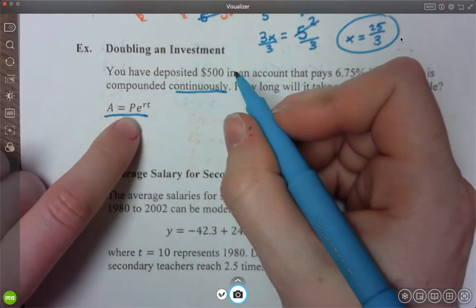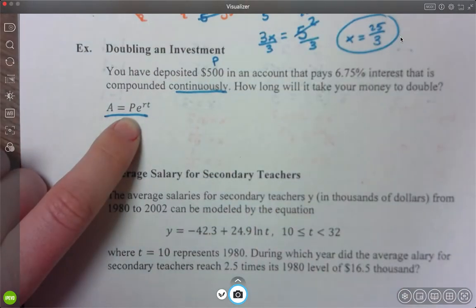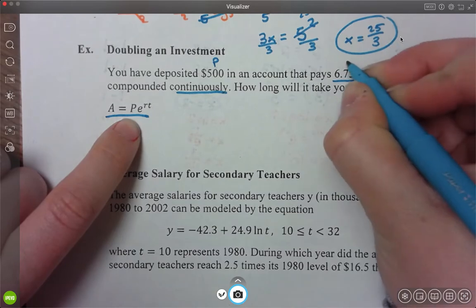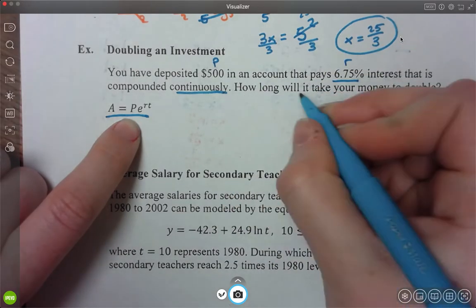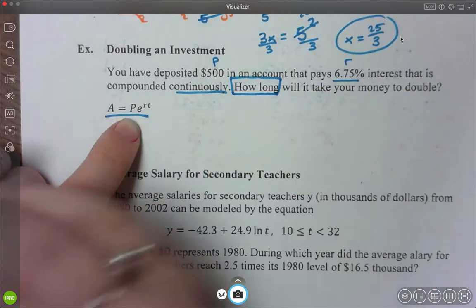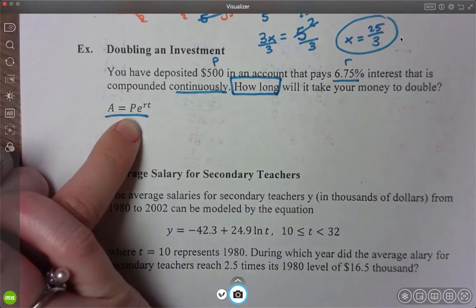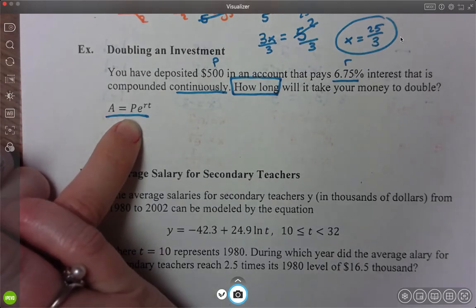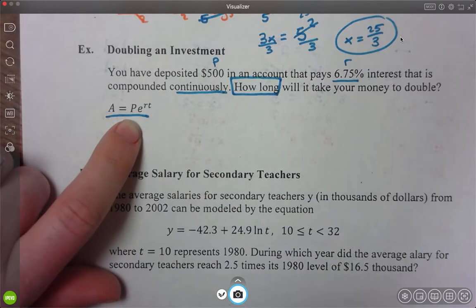Okay, so 500 is going to be your P, because that's the principal, the amount that you're putting in. 6.75, that's your interest rate. And how long will it take to double? I circle or box the words "how long," because that tells me what I'm solving for. How long will it take for your money to double? How long means I'm solving for T, okay?